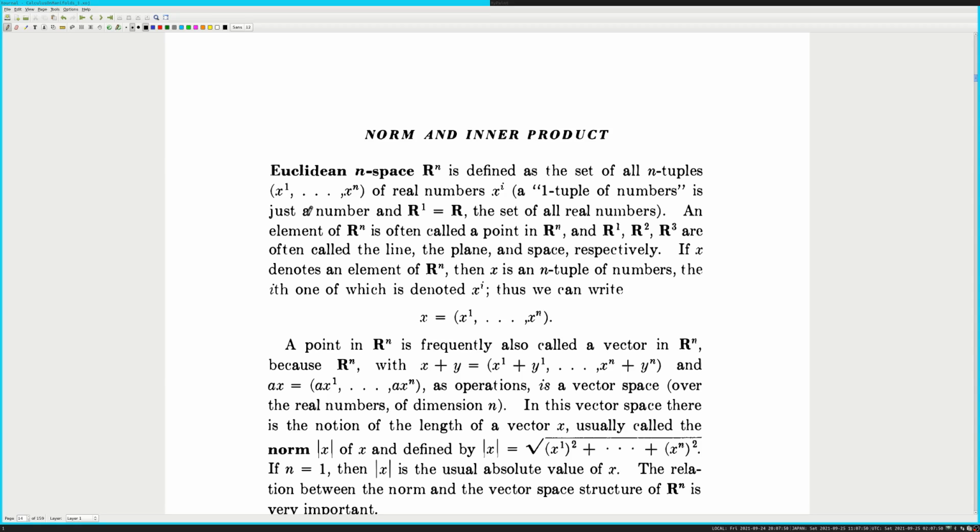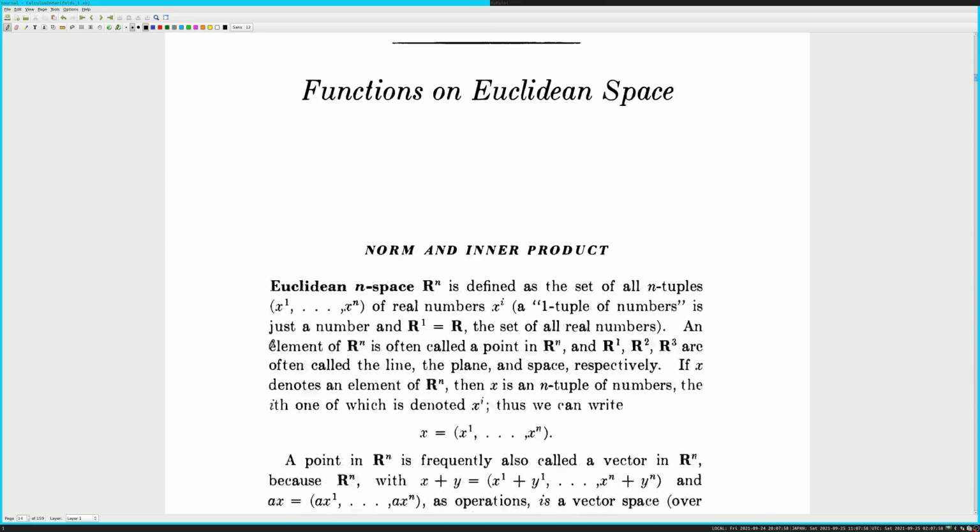In this vector space there is the notion of the length of a vector x, usually called the norm. Bar x bar, written abs x, is the Euclidean norm.